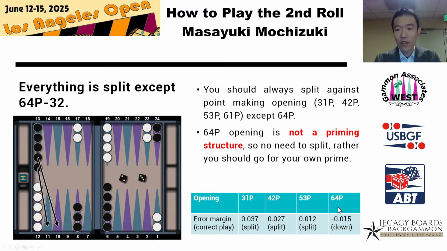So once again, if he has a 5-point, it has the best priming value. So your incentive to split is highest. So the error margin not to do so is almost 4%, 3%, 1%, and actually against 6-4, you should not split, but you should try 2 down. So I'm trying to say a 6-4 deuce point in the opening is not a priming play. So you have to play accordingly.